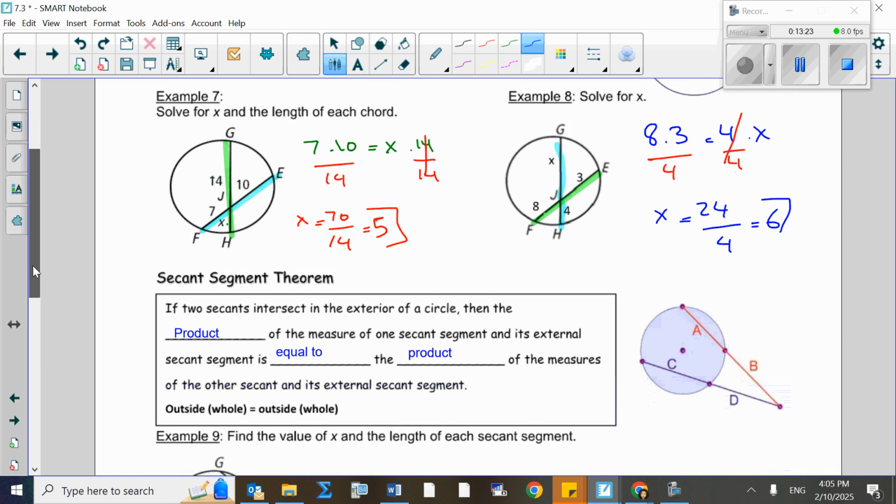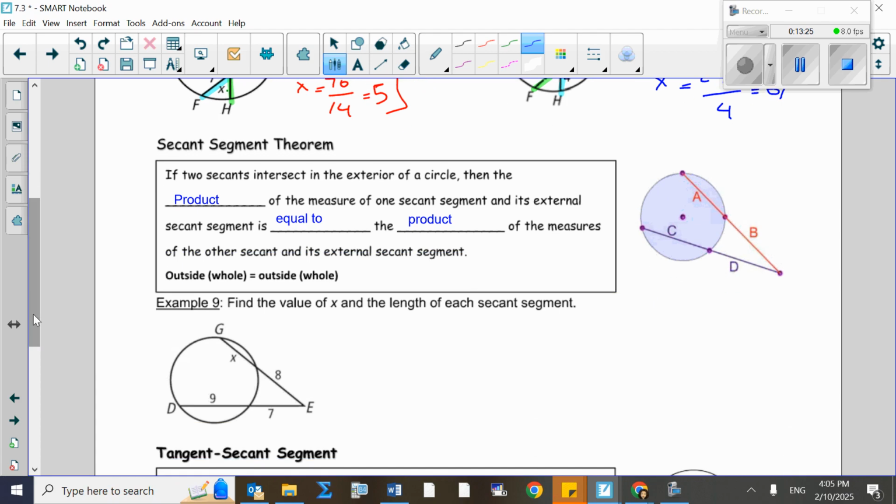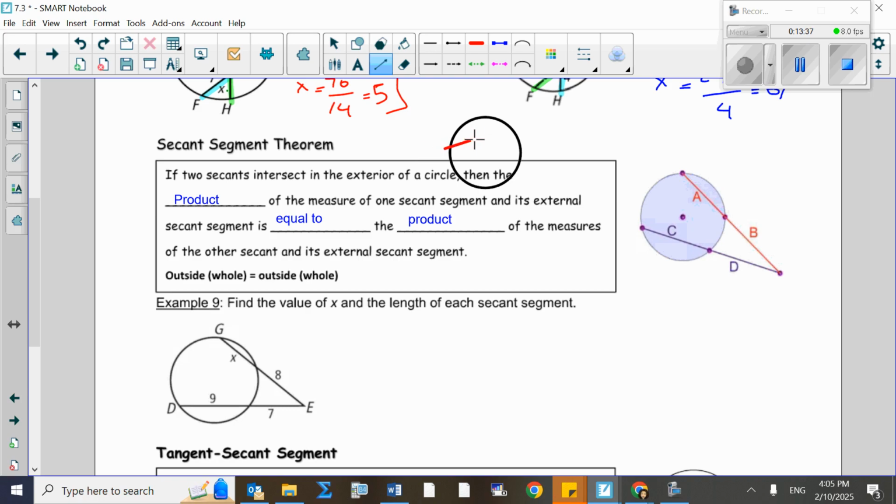Okay, now let's work on the next theorem that we have here. So this time we're talking about secant lines. We have learned about secant lines. If you have a circle, a secant line is similar to a chord, but it's passing the circle. Like it's not going to end on the circumference. It's going to pass. So these are two secants because they're passing.